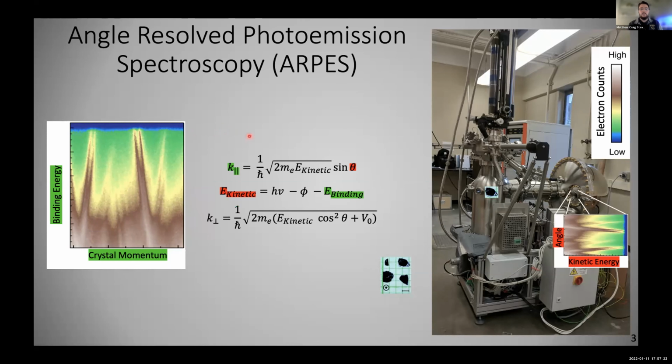Now, we can also change the photon energy that we're using to measure, and that allows us to probe the perpendicular component of momentum. So ARPES in total, when you tune all of the different parameters, can measure the full 4-dimensional energy momentum landscape of electronic structure.